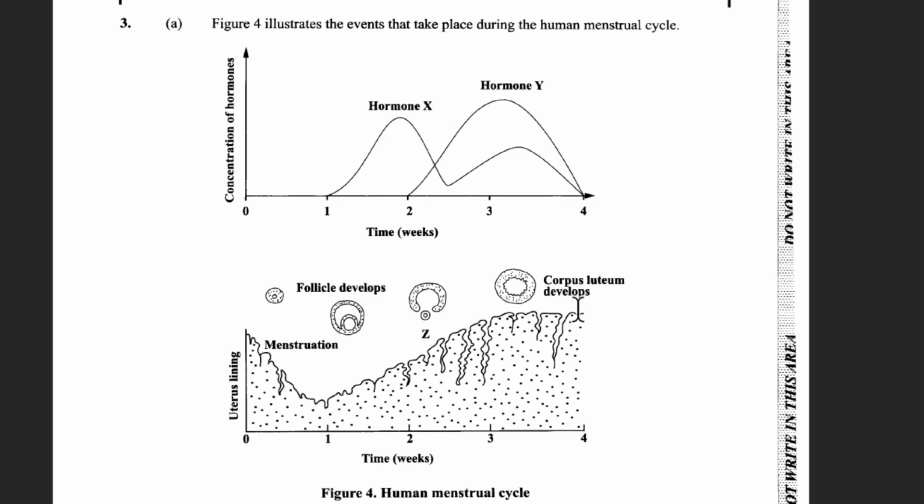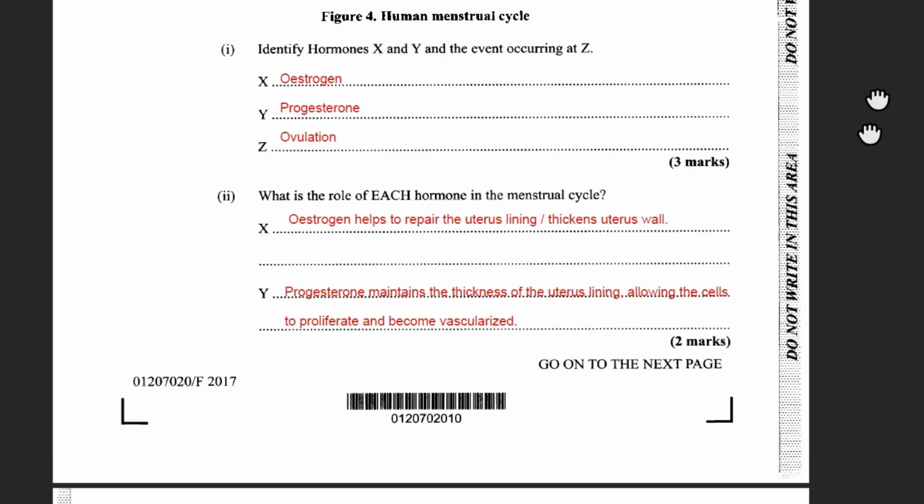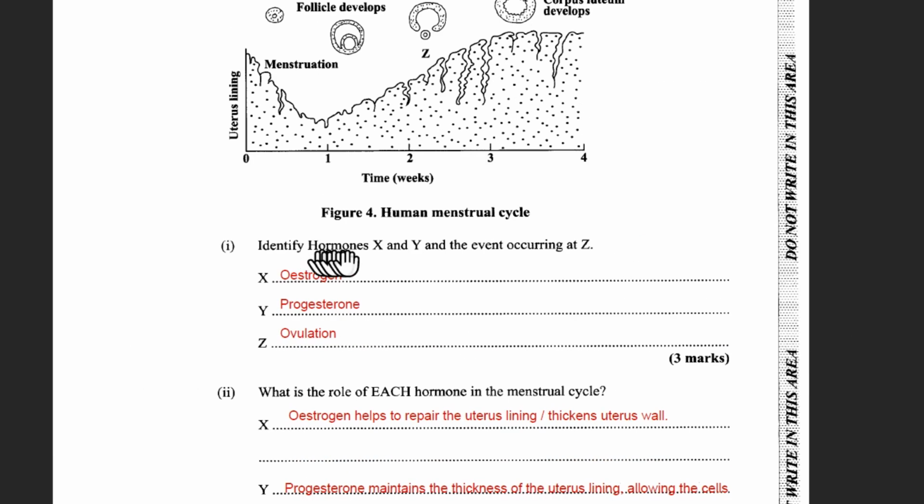of a corpus luteum. Now looking at it here, we can see when there's a rise in hormone X, at its peak of hormone X here, this corresponds with the release of the egg cell from the follicle. That's what's happening at Z. Z is ovulation. And right after that, we have a rise in hormone Y. So hormone X is going to be estrogen, and hormone Y is going to be progesterone. So identify hormones X and Y and the event occurring at Z. X is estrogen, Y is progesterone, Z is ovulation.